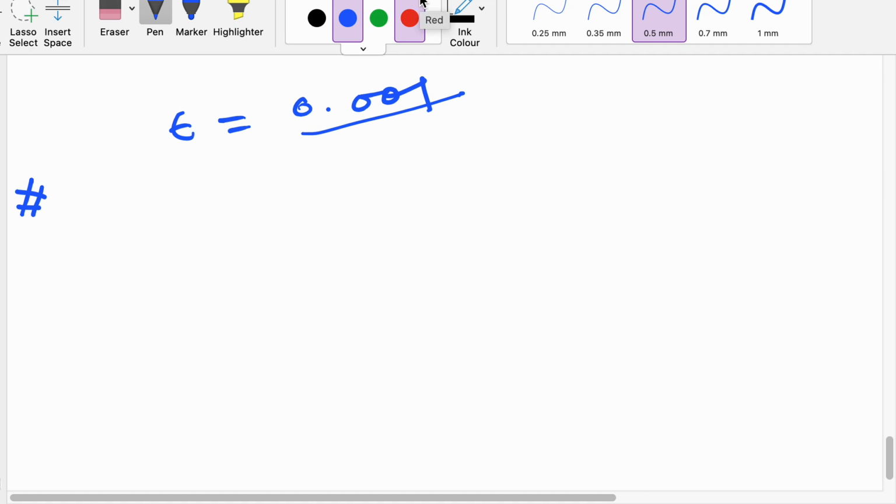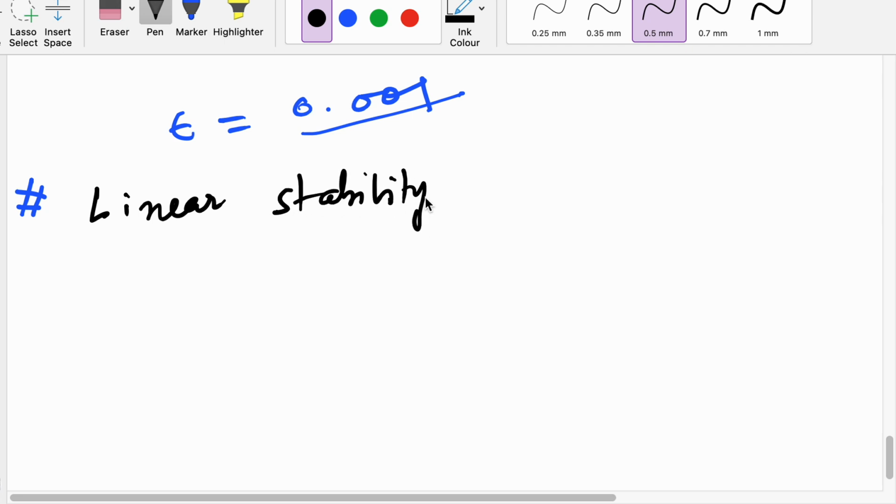So the next thing is, since we now know the language, we can say whether this is asymptotically approaching or not. Now what we want to see is called the linear map. That is, we want to check the stability. To check the stability, there is a very systematic approach which is called linear stability analysis.